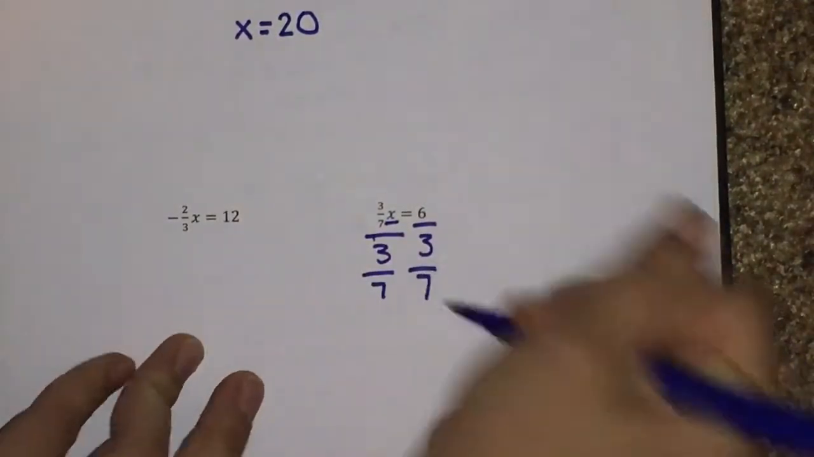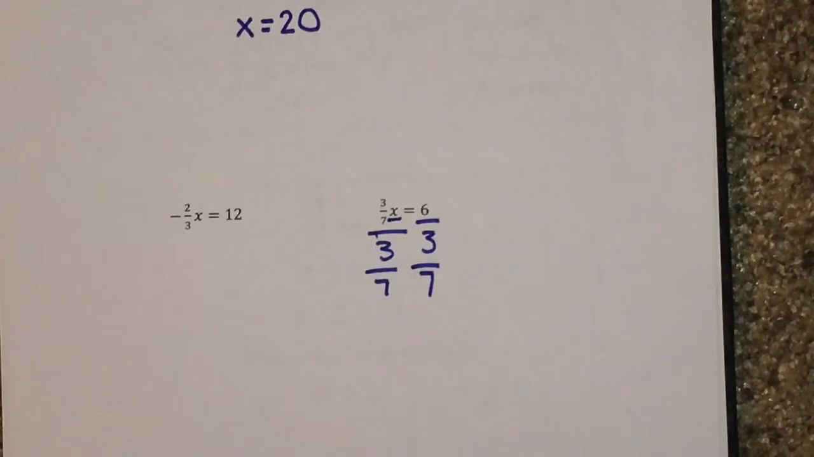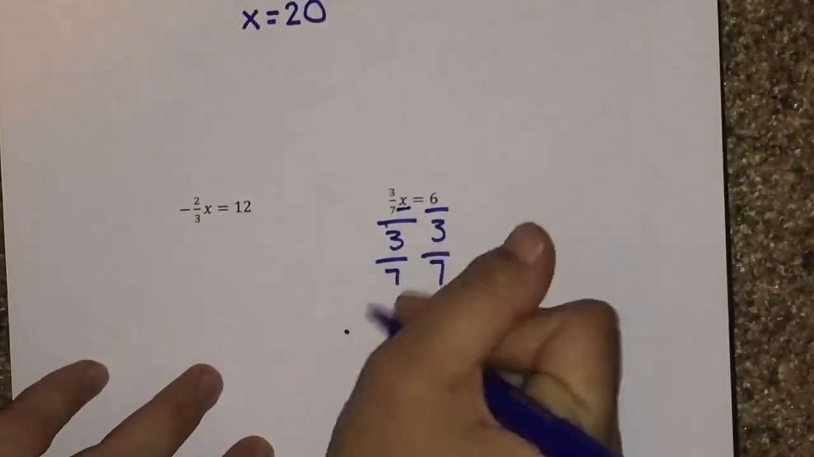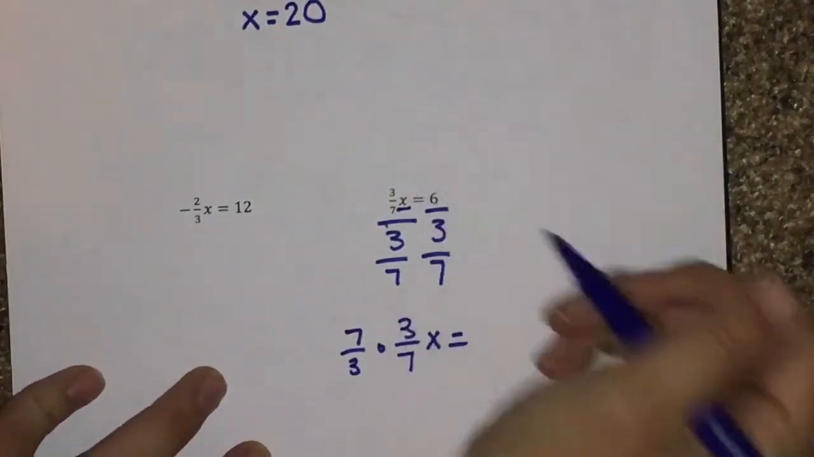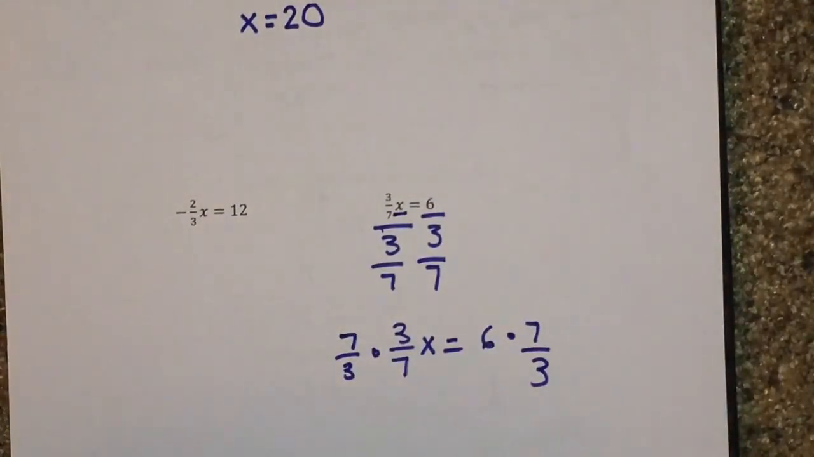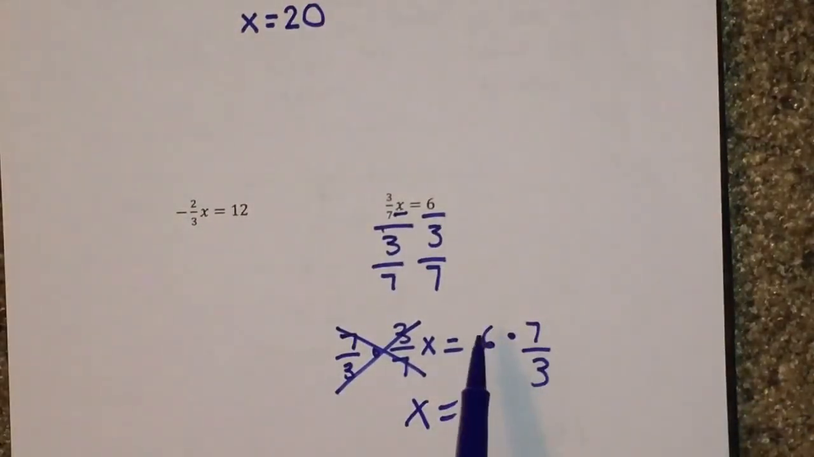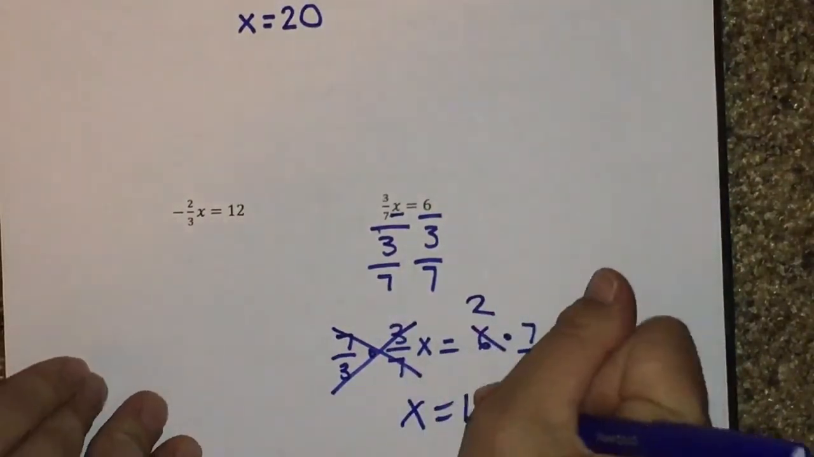But what does it mean to divide by a fraction? Hopefully you were able to see this and know exactly what to do, and you would not have to go through this long step. But when you divide by a fraction, that is the same thing as multiplying by the reciprocal. So in this case, the reciprocal of 3/7 is 7/3, and 7/3 times 3/7 x equals 6 times 7/3. Okay, when you divide by a fraction, it's the same thing as multiplying by the reciprocal. So for here, these 7's cancel, these 3's cancel, I'm just left with x. And over here, we know that 6 over 3 is 2, and we're left with 2 times 7, which is 14.